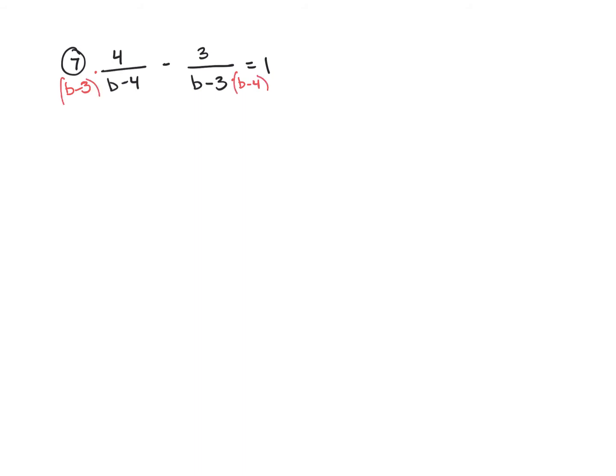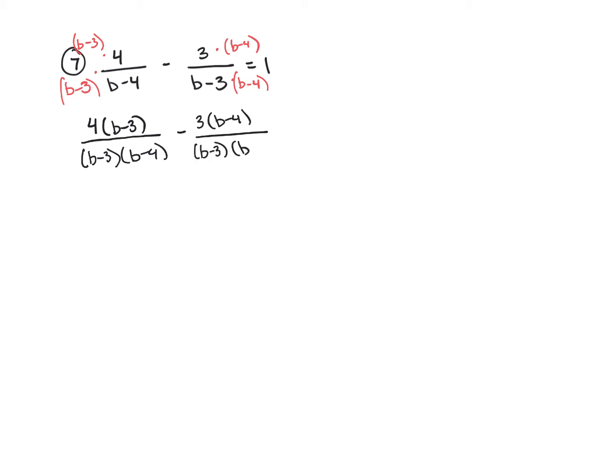You cannot just multiply the denominator. Whatever you do to the denominator, or the bottom of your fraction, you have to do the same thing to the numerator, or the top of your fraction. So again, for my left side, I'm going to multiply by b minus 3, and on my right side, I'm going to multiply by b minus 4. So my new fraction is going to look like 4 times b minus 3 over b minus 3 times b minus 4, minus 3 times b minus 4 over b minus 3 times b minus 4, and all of that is equal to 1.